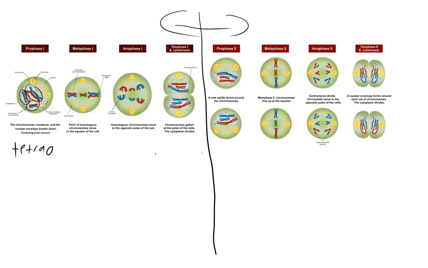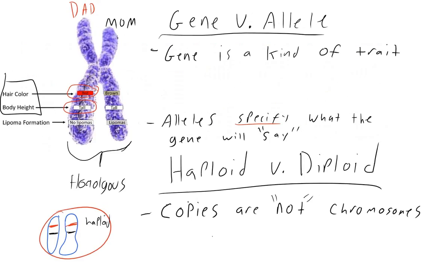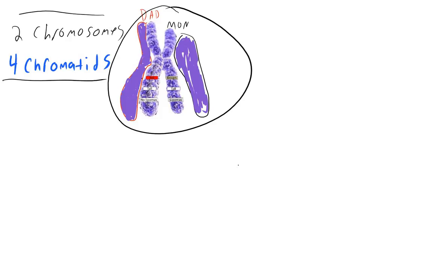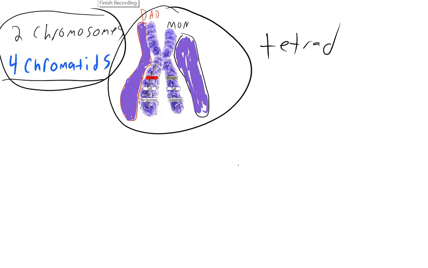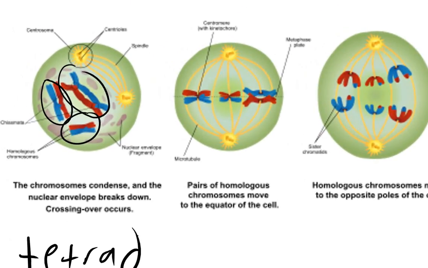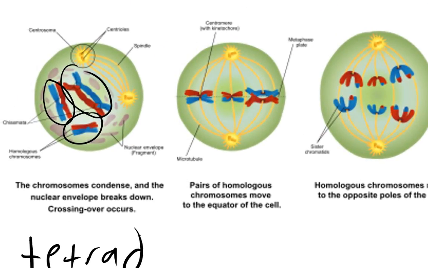A tetrad is this image right here. When you see that dad's sister chromatid and mom's sister chromatid are present, that's when you have 4 chromatids, but it's still considered 2 chromosomes. This here is a tetrad. And in prophase, they end up getting joined in a place that's called the chiasmata, and that's when they actually have their crossing over.